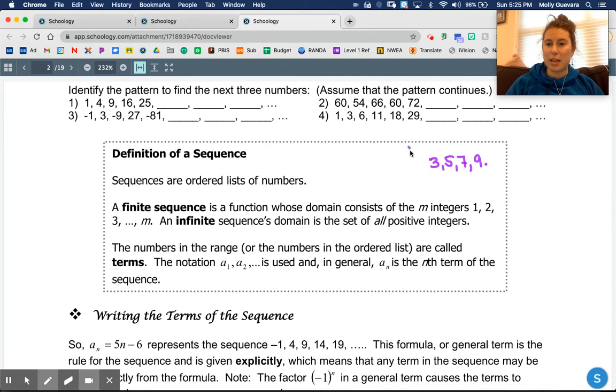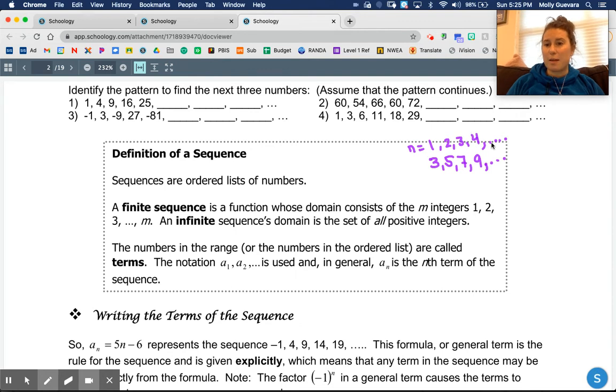Here, n is my term number. So this is the first term, second term, third term, fourth term, right? So there are 4 terms in this sequence. An infinite sequence is where n goes on forever. So if this becomes dot, dot, dot, now it goes on to infinity, right?